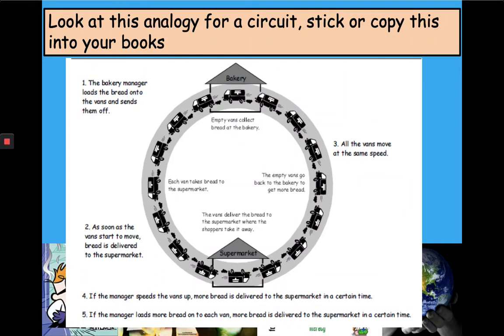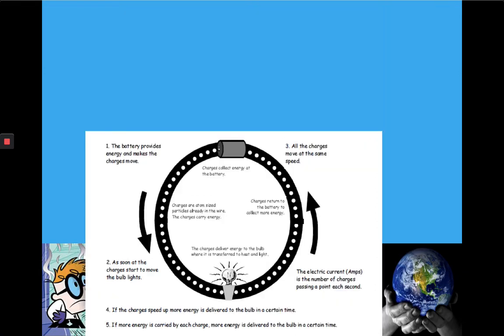If the manager speeds the van up, more bread is delivered to the supermarket in a certain time. Obviously, if you think about it, if you're travelling at a faster speed, you're going to be able to get that bread delivered in a quicker time. If the manager loads more bread onto each van, more bread is delivered to the supermarket in a certain time. So it's thinking about speed and the distance and time, basically.